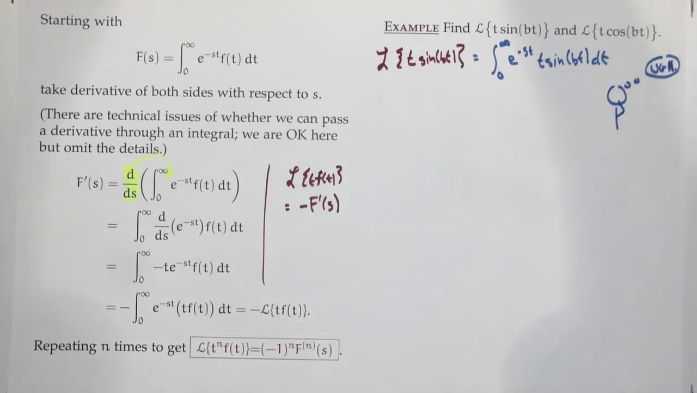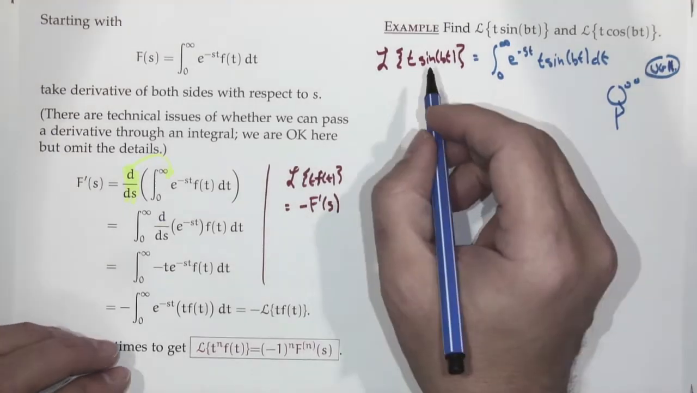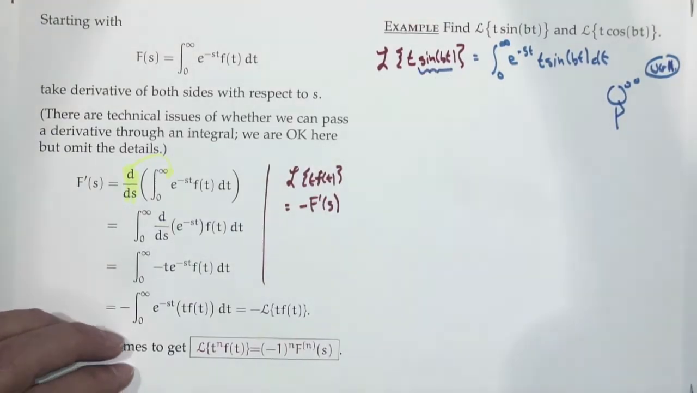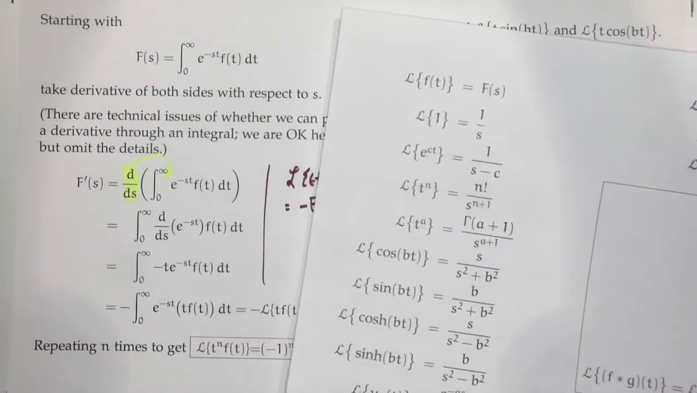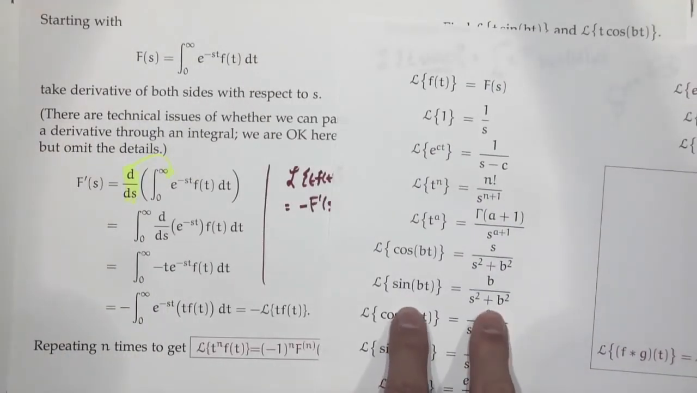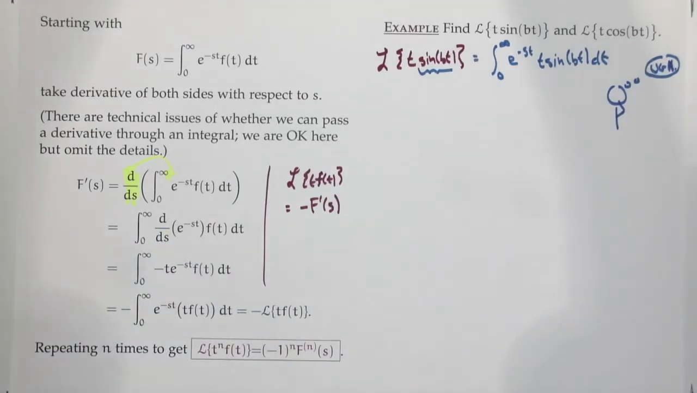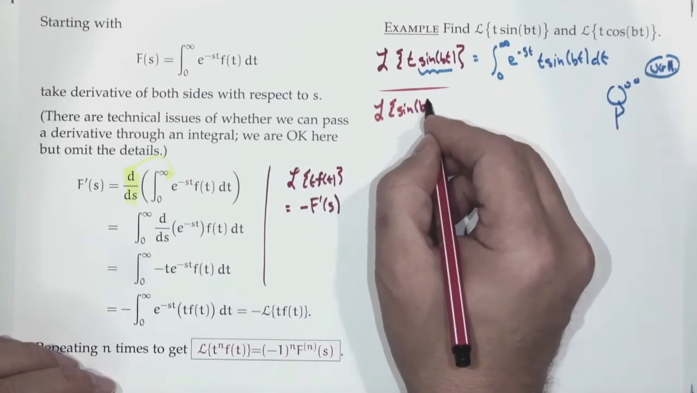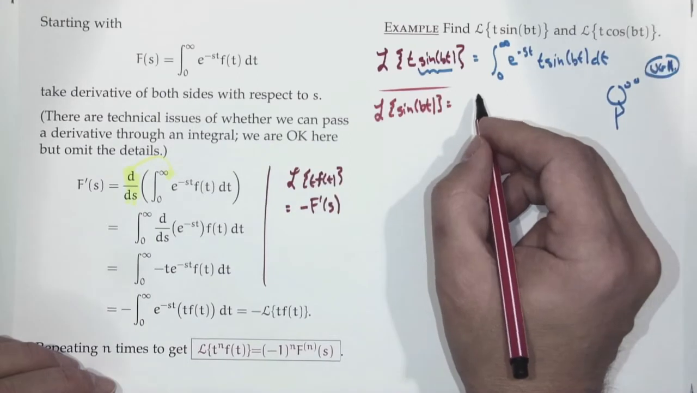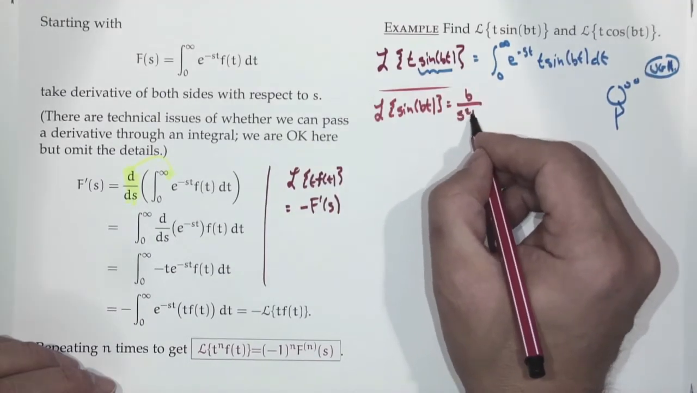So what is it we're going to do instead? Well, we're going to use what we just learned. What's the key? The key here is we need to ask, what's happening to that sine of bt? Well, do we have the Laplace transform of sine of bt? Yeah, we do. It's b over s squared plus b squared. So we make a note: the Laplace transform of sine of bt is equal to b over s squared plus b squared.